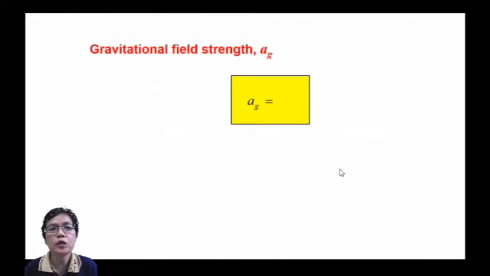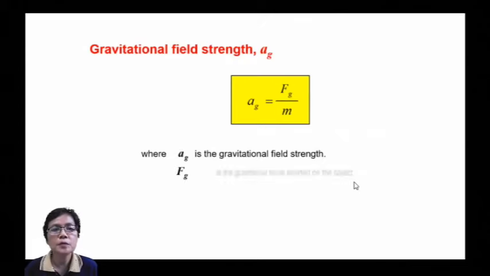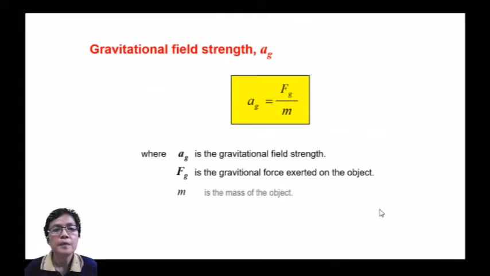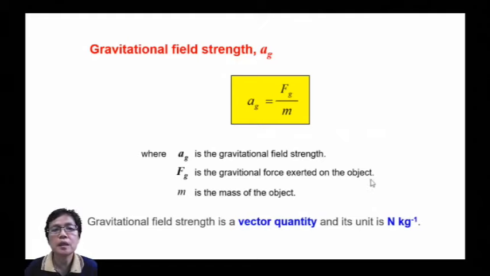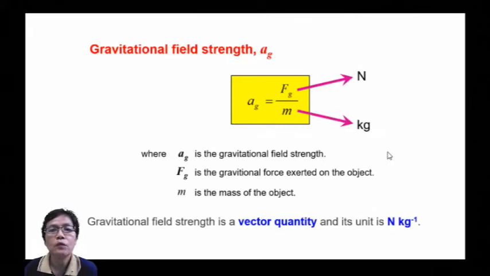Gravitational field strength equals gravitational force divided by mass, where A subscript g is the gravitational field strength, F subscript g is the gravitational force exerted on the object, and m is the mass of the object. Gravitational field strength is a vector quantity, meaning it has magnitude and direction, and its unit is Newton per kilogram. Since the unit of gravitational force is Newton and the unit of mass is kilogram, when we combine, we get Newton per kilogram.